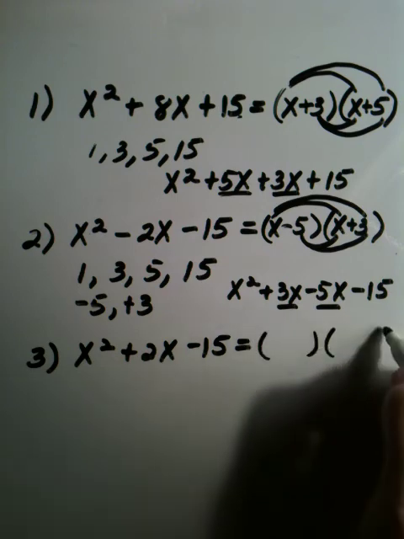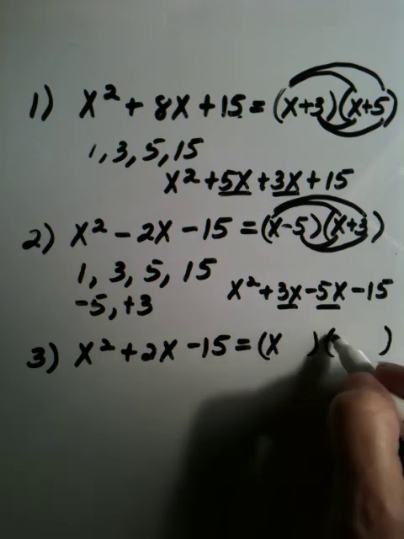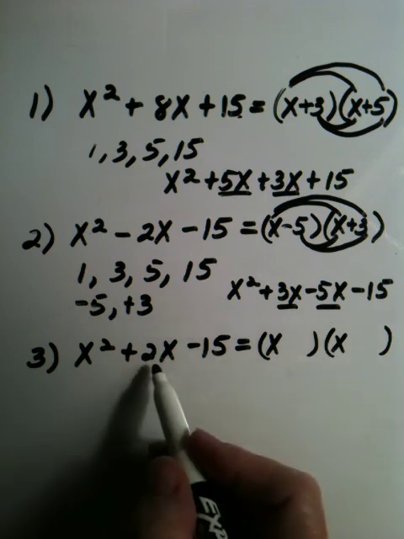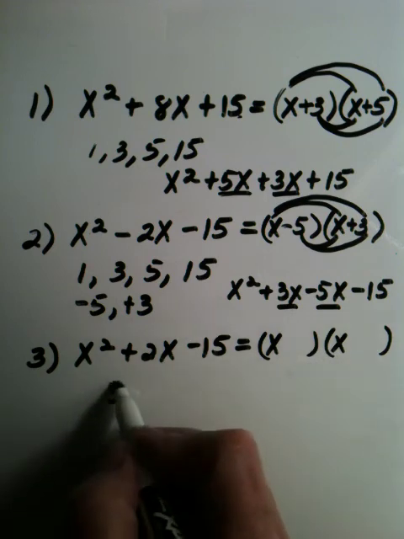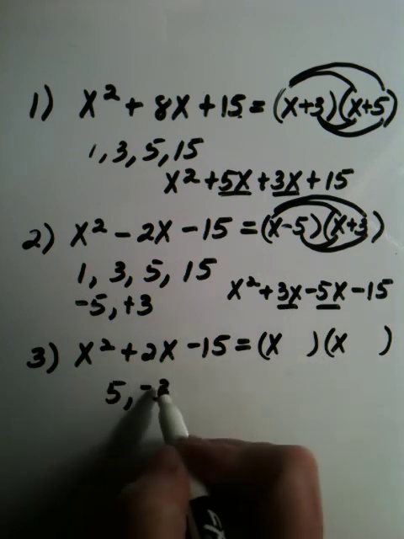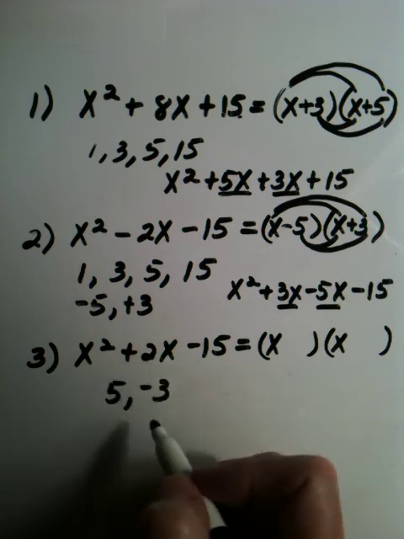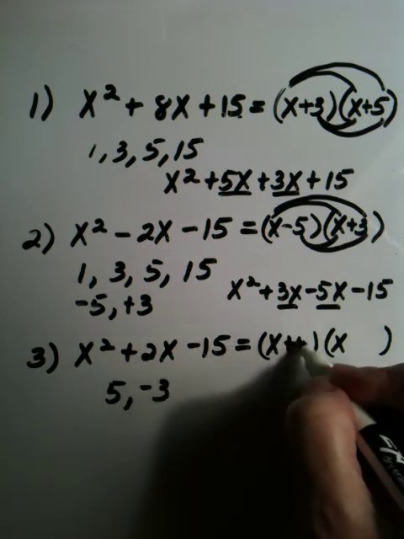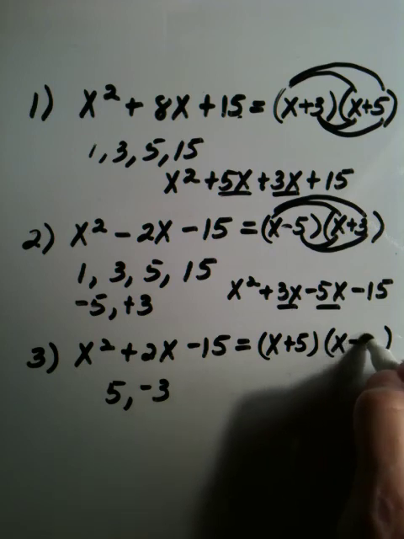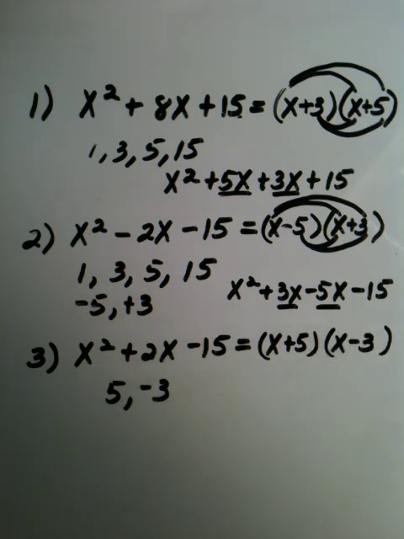We're going to make our 2 parentheses with x's. We know the factors we want to use are 5 and negative 3 this time, because when we add those, we'll get our positive 2. So we'll put a positive 5 and a negative 3. And if you FOIL that back together, you will get x squared plus 2x minus 15.